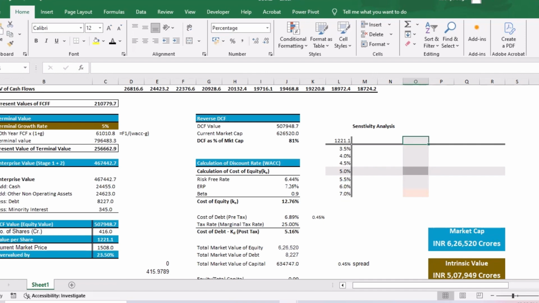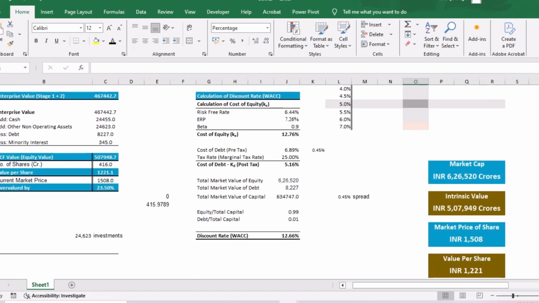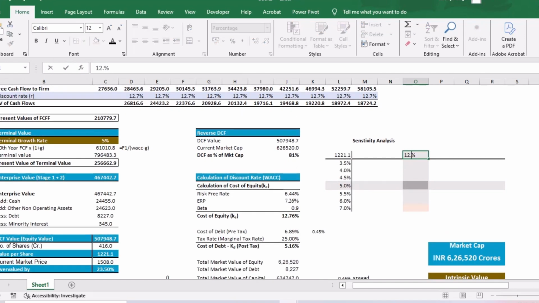In this, our discount rate was 12.66. Okay. So 12.66. Beforehand it would be 11, it would be 10, would be 13, 15, 80. Okay.